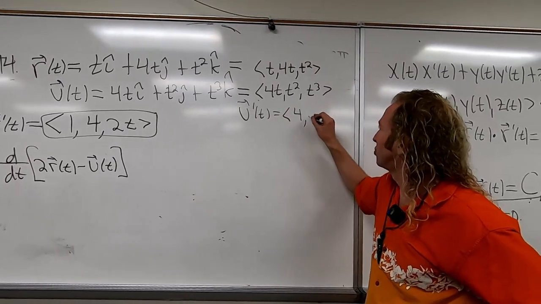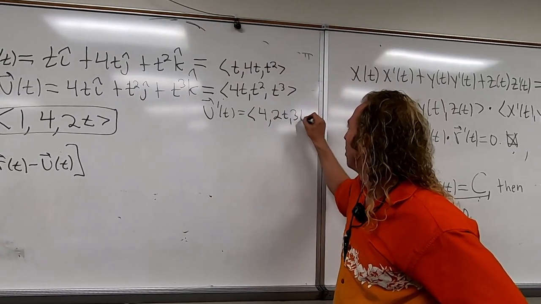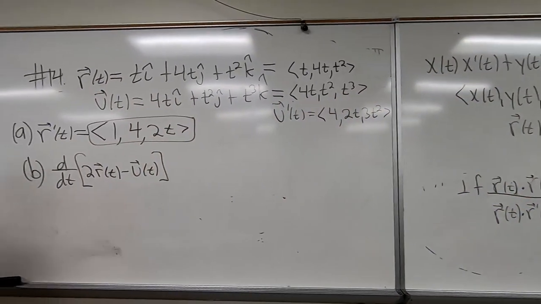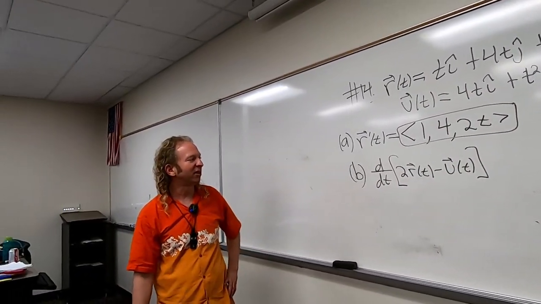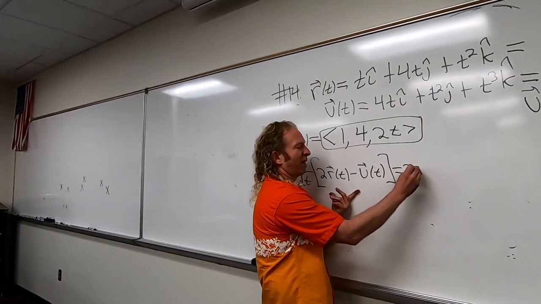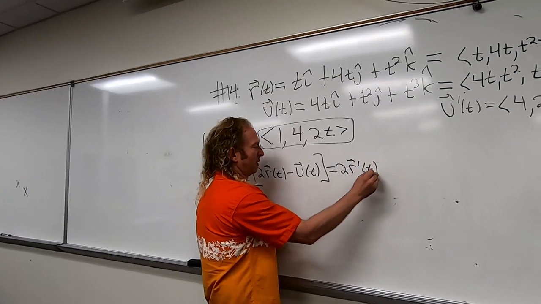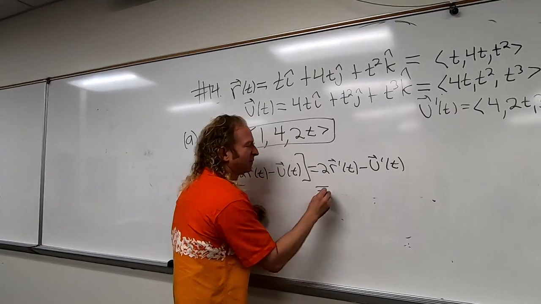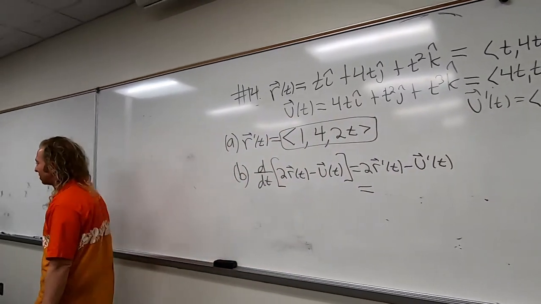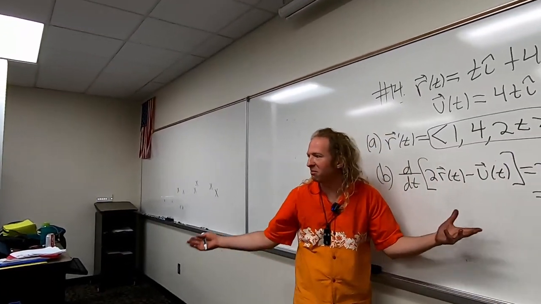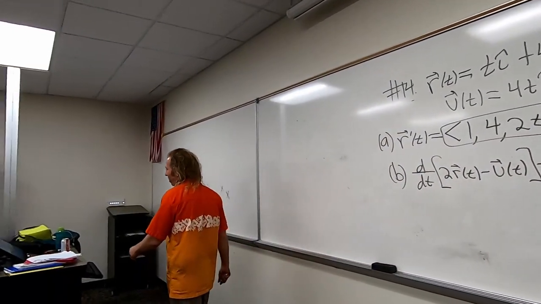I like your method. I like your style. 2t. Because that way we can just plug it in here, right? So this is going to be 2r prime minus u prime. There's a bunch of ways to do it, by the way. You could have subtracted first and then done it. There's a million ways to show the work.